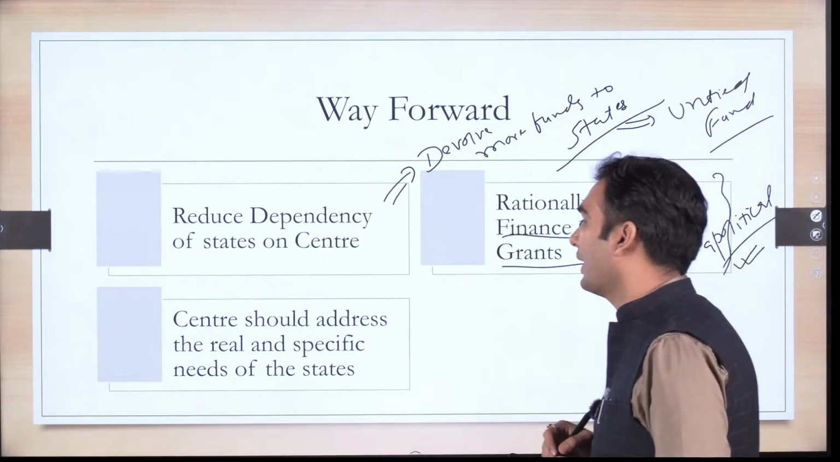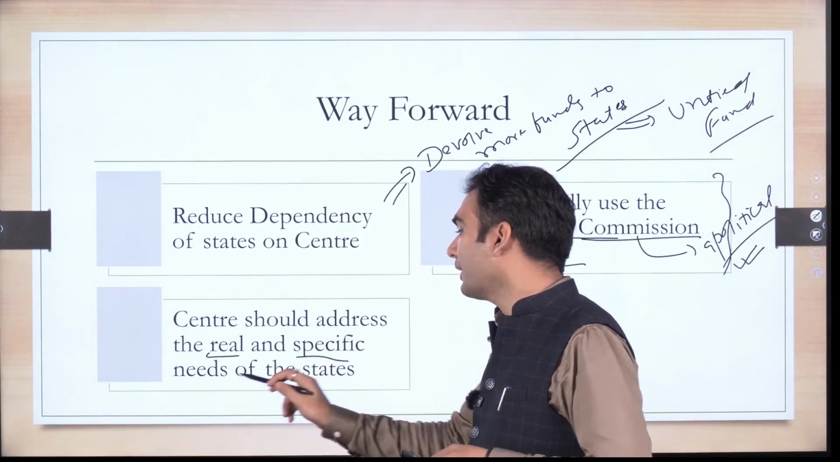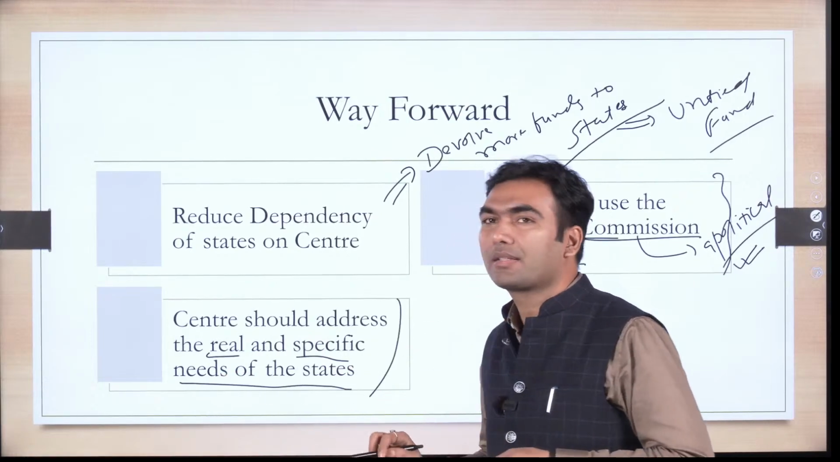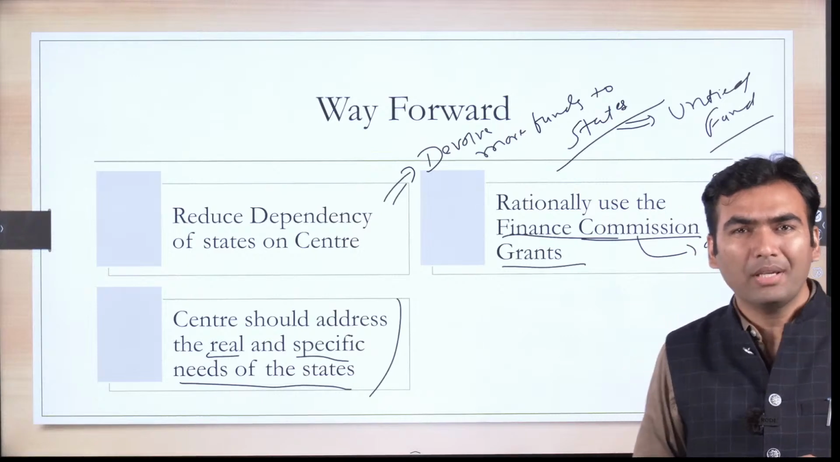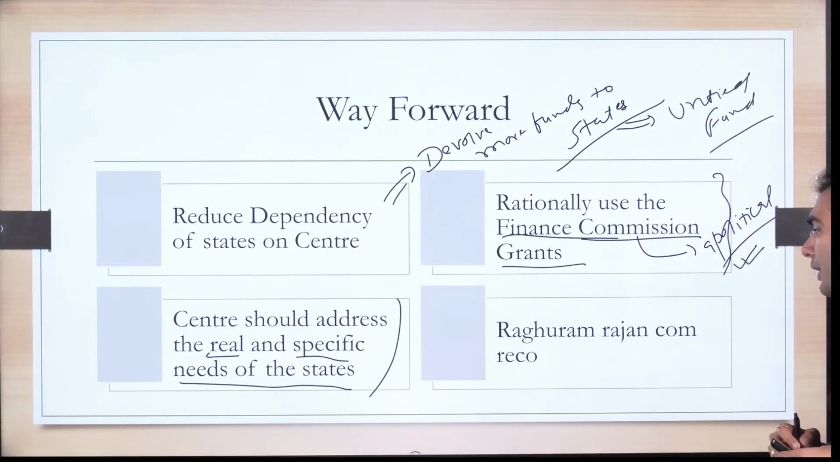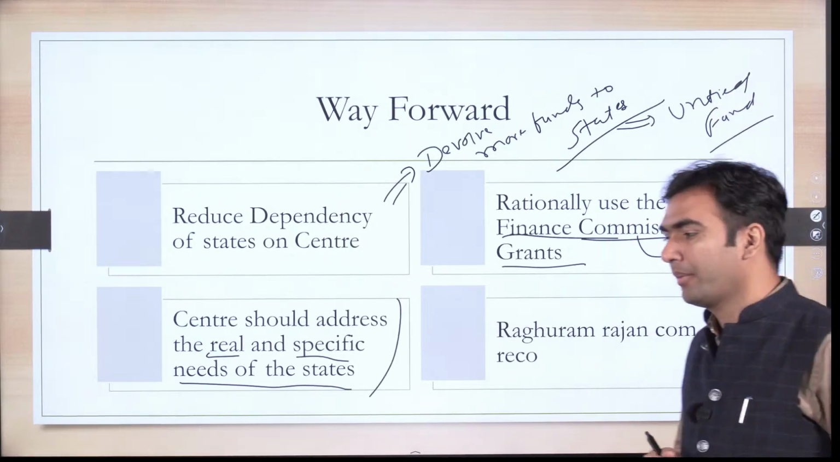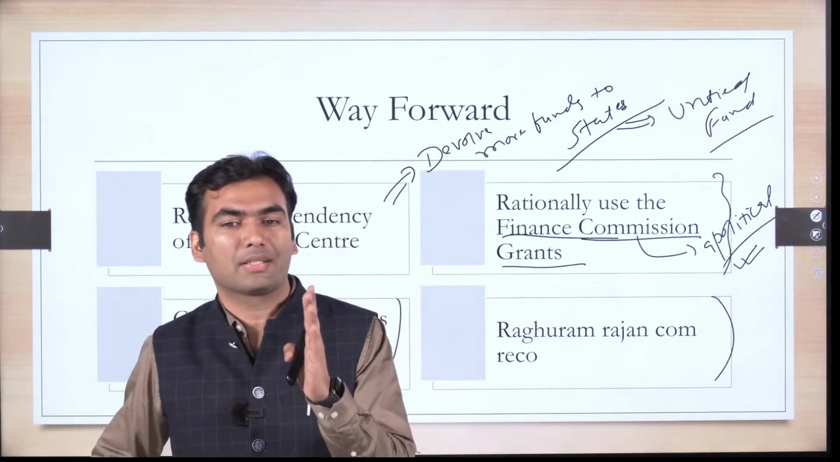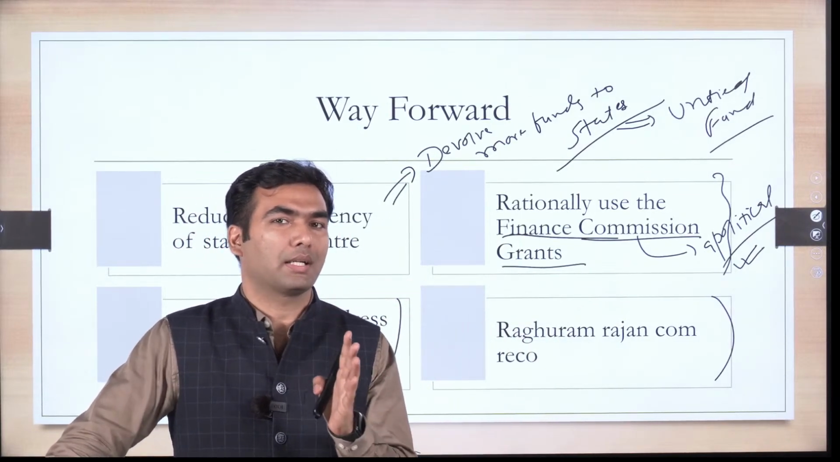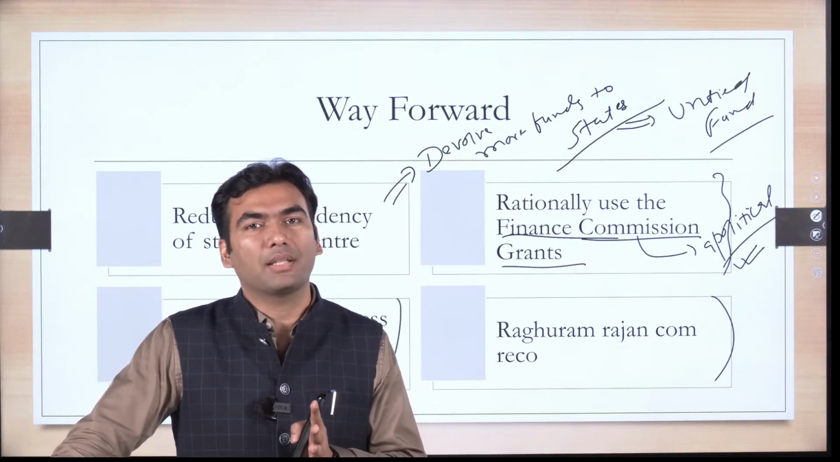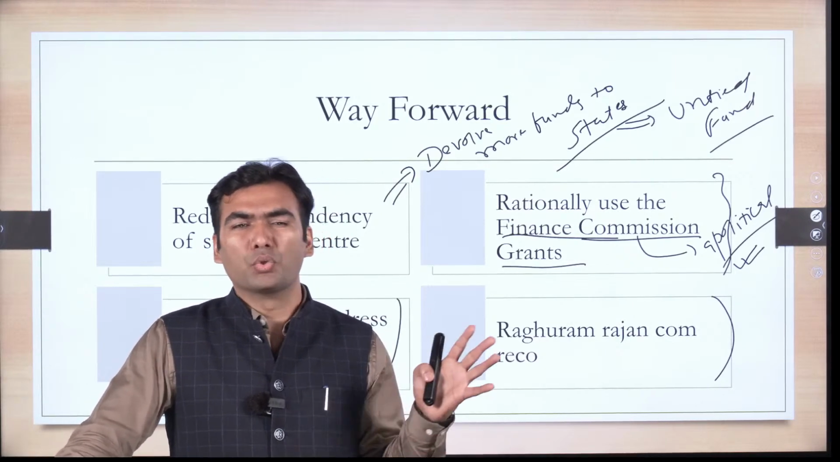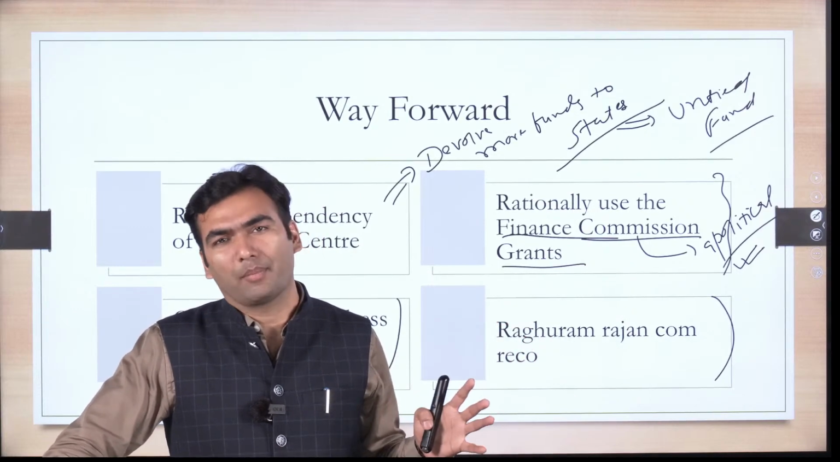And the center should focus on addressing the real and specific needs of the state rather than declaring a special category status. So we should also not support it, and this is also the recommendation of the Raghuram Rajan committee. I will tell about this, but before that, I would rather support that we should not support the demand for a special category status, because this is the stand taken by the central government as of now, and there is no logical flaw in it.